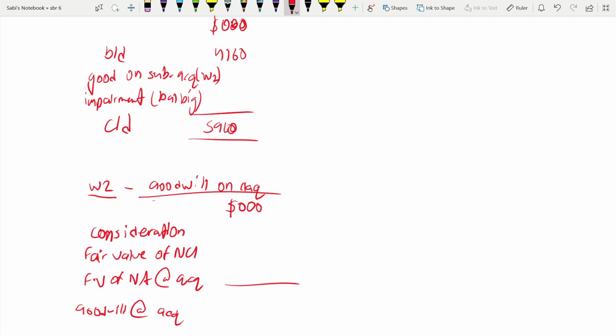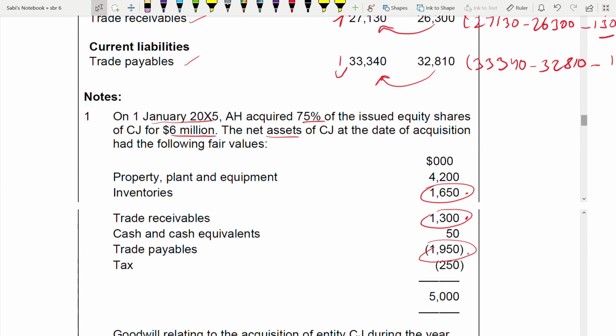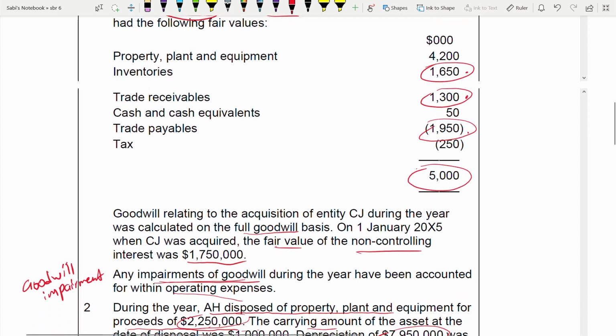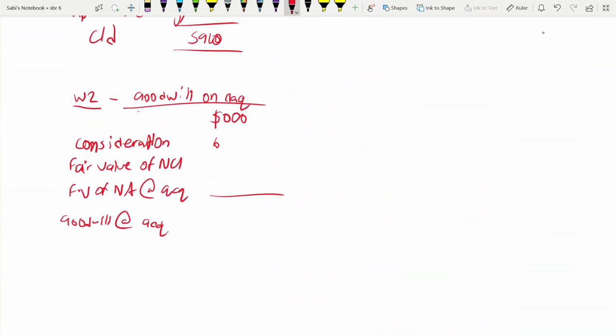All three figures are given. Consideration is given, fair value of NCI is given, fair value of net assets is given. Consideration will be given in the other information. They told you here that you bought it for 6 million. 6 million is the consideration. Net asset fair value is 5 million. And NCI is 1,750,000 here. So everything is given. Now just fill it. 6,000, 5,000 you deduct, 1,750 add. After that you get 2,750.